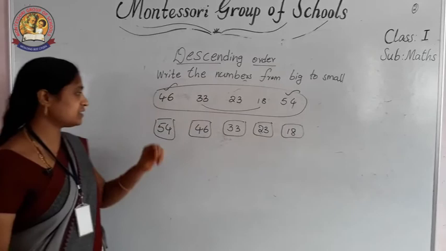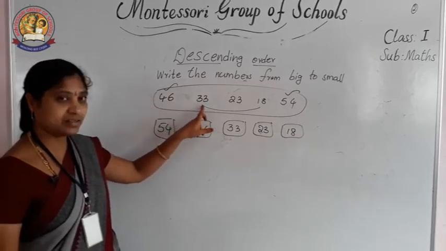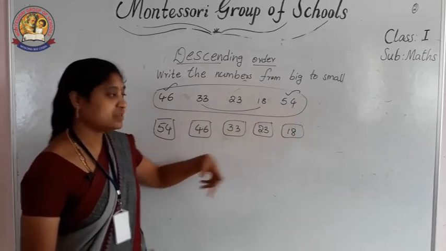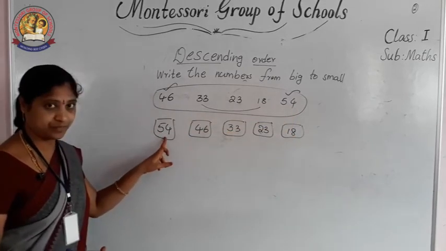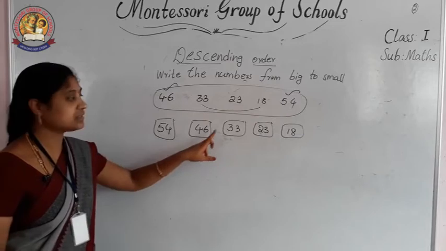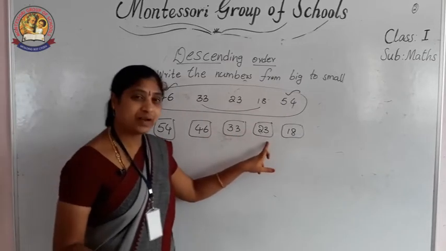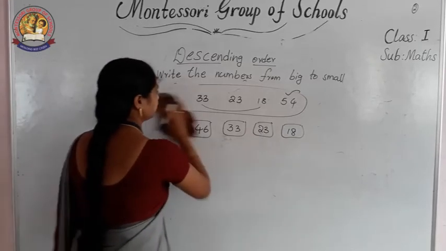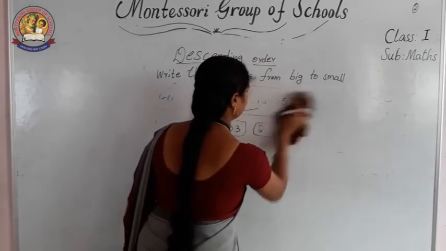Okay. Once again, see here, 46, 33, 23, 18, 54. Which is the greatest number? 54. Next, 46, 33, 23, 18. Okay. Next, one more example.